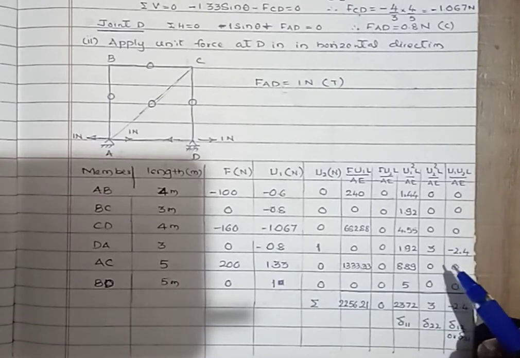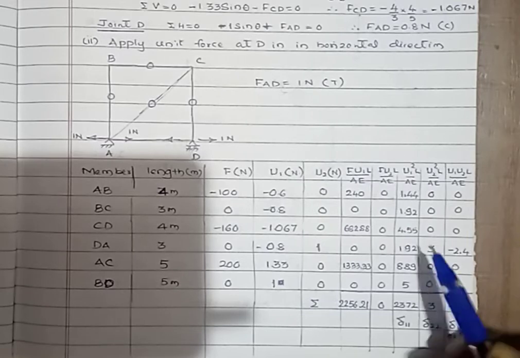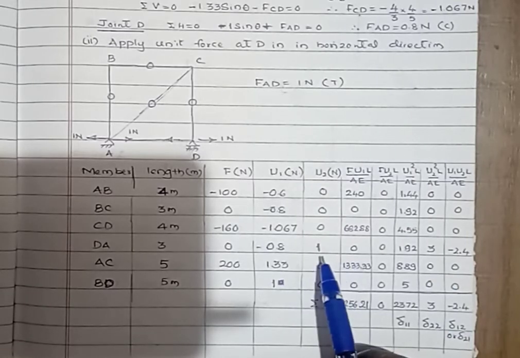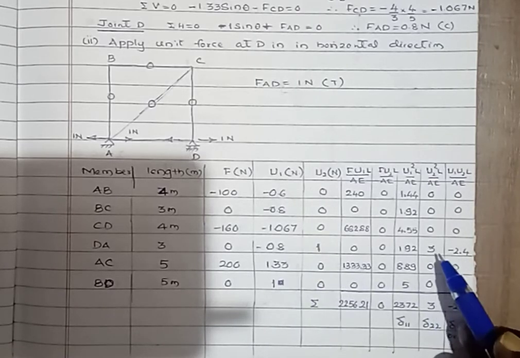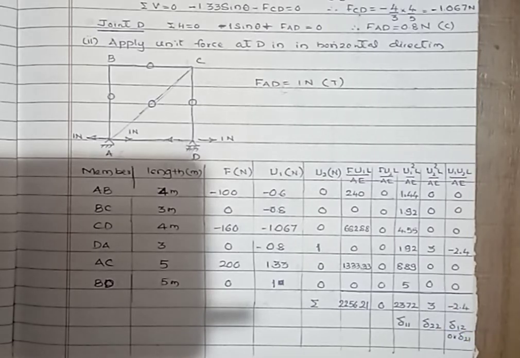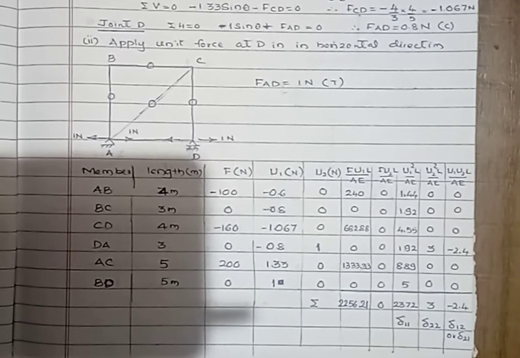Then U2 square L by AE. Here only one member is subjected to a load of 1 Newton. Then this one is 3. The remaining are 0. The summation of U2 square L by AE gives the second flexibility element, F22. F22 is the displacement at 2 due to the unit load acting along the redundant 2.